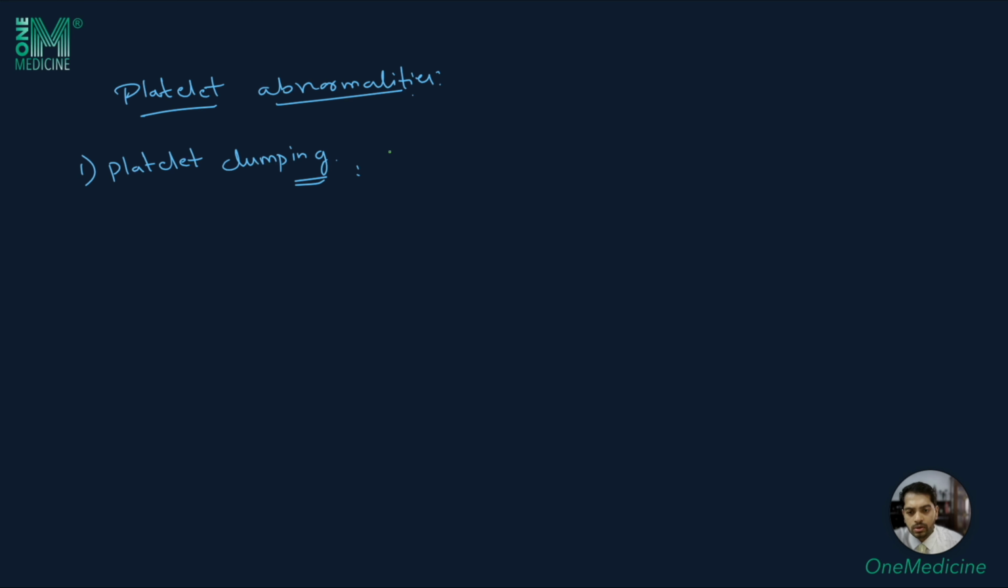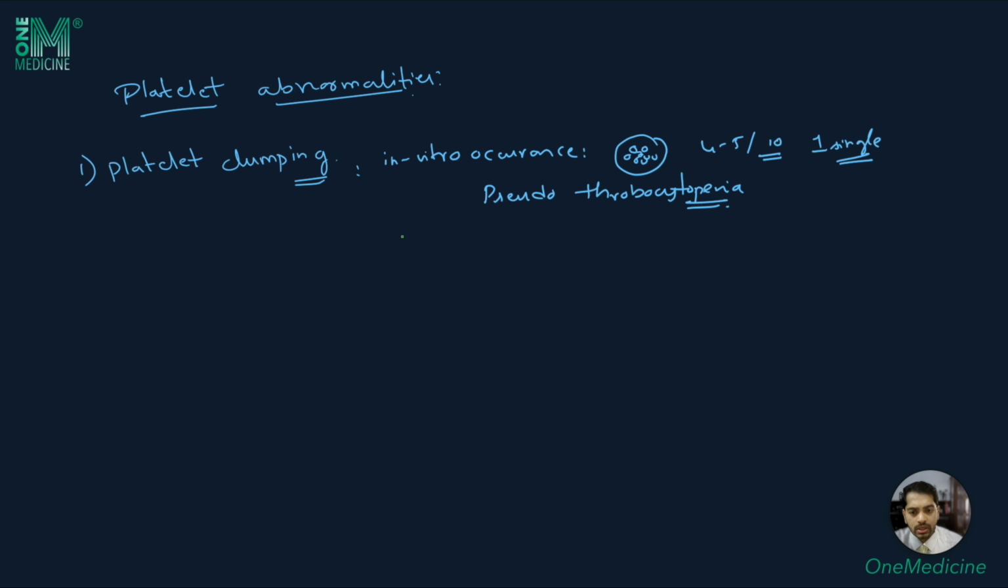This is a commonly encountered issue within the laboratories, and this is an in vitro occurrence where the platelets clump together and are counted as a single platelet. So around 4 to 5 or even 10 platelets can be counted as a single platelet. This leads to pseudothrombocytopenia. These are usually seen in blood samples where EDTA is used as the anticoagulant. So to prevent this, a citrate tube or a citrate anticoagulant is preferred.